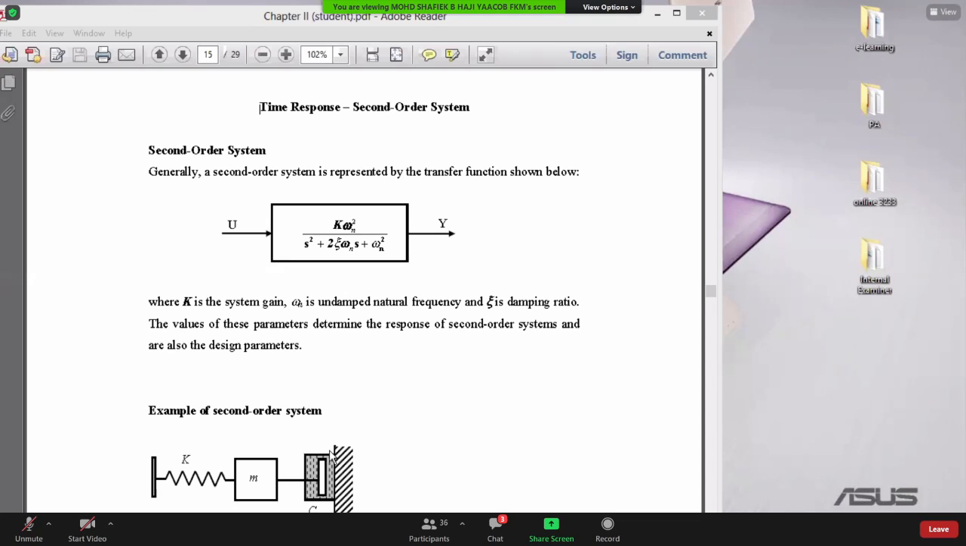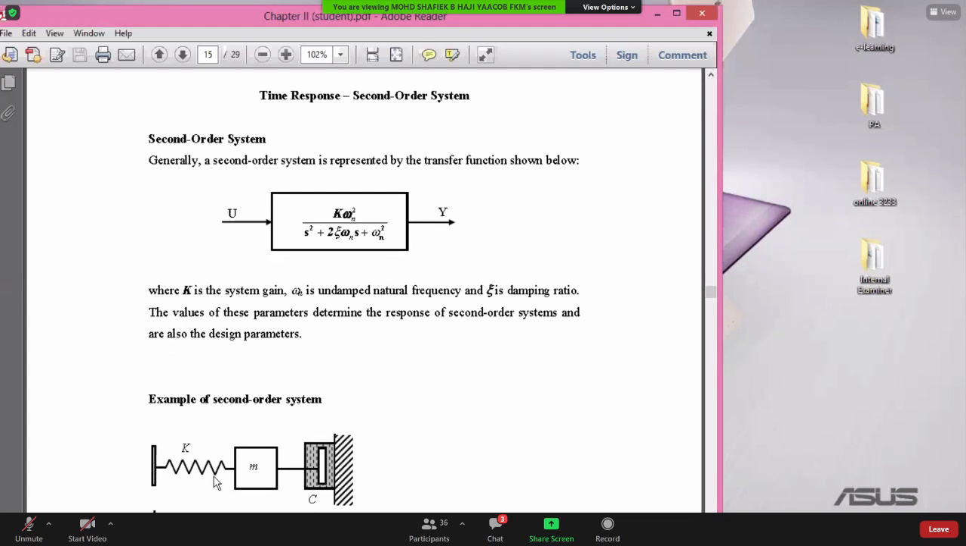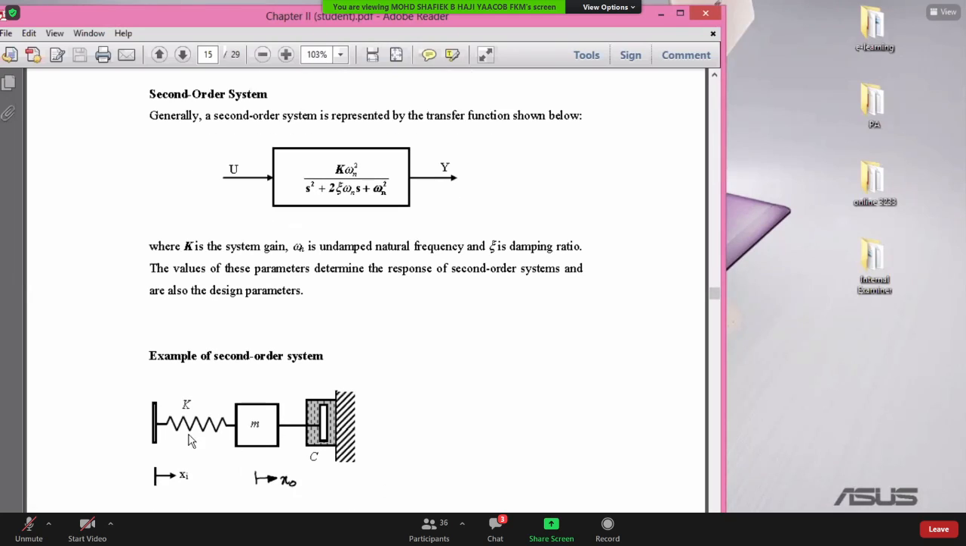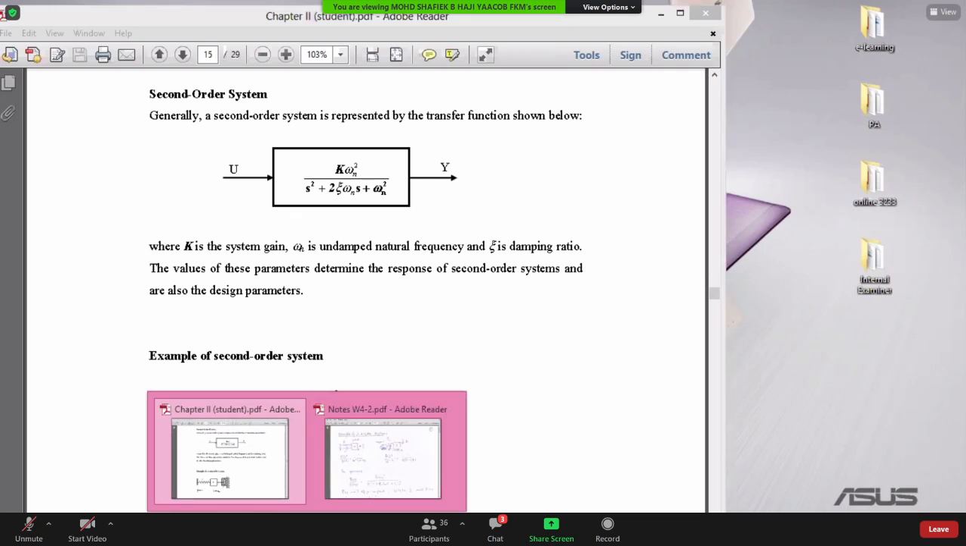Okay, an example of a second order system is this. For example, you want to control the displacement of a translational mechanical system. This is going to be a second order system because you have a mass there and there is a second derivative, which of course makes the system second order. Okay, let's go to my notes.